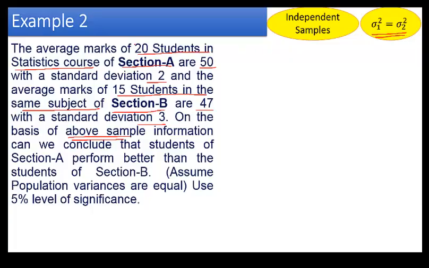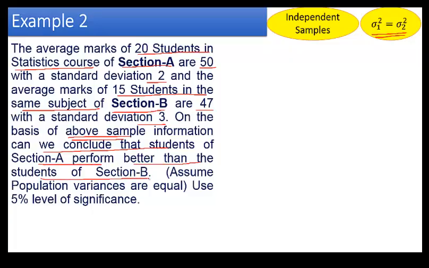So how do we construct the hypothesis? Let us go ahead and see how we will construct the hypothesis here. In this case, we conclude that students of section A perform better than the students of section B.